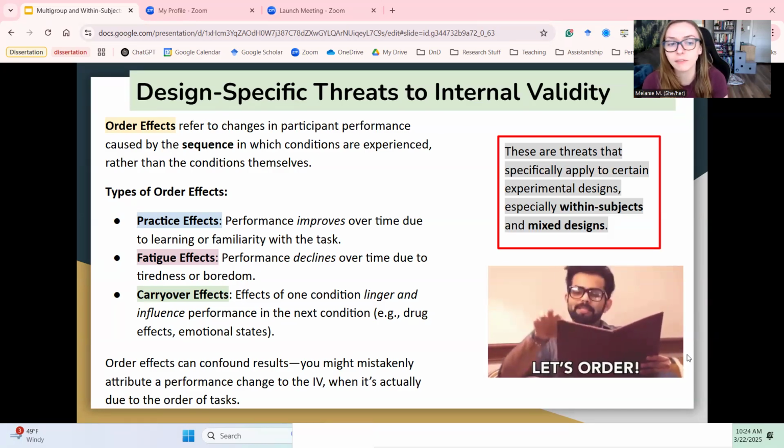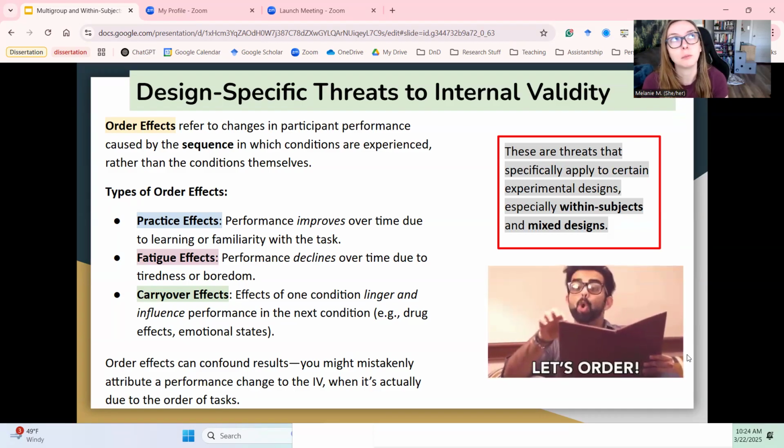And then we also have carryover effects. This is where the effect of one condition lingers or influences the performance in the next condition. So this is a particularly big problem with drug effects or emotional states. I'm going to be using an example on the next few slides about caffeine. So let's talk about that.